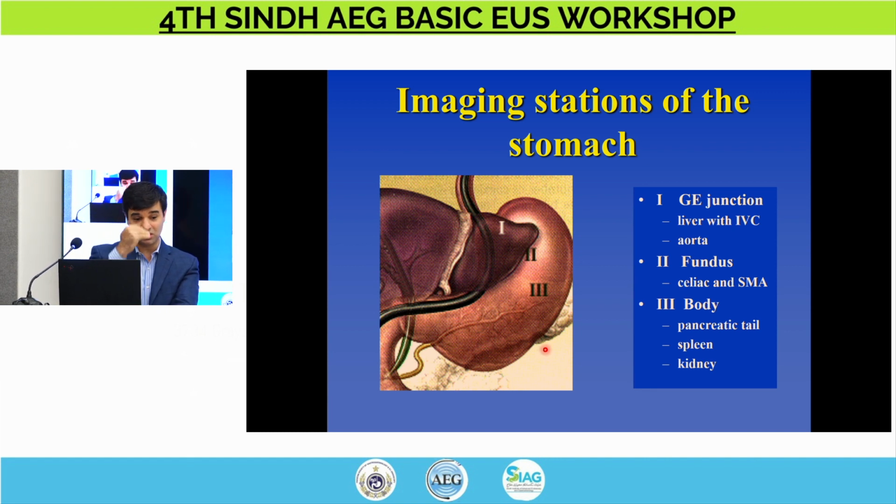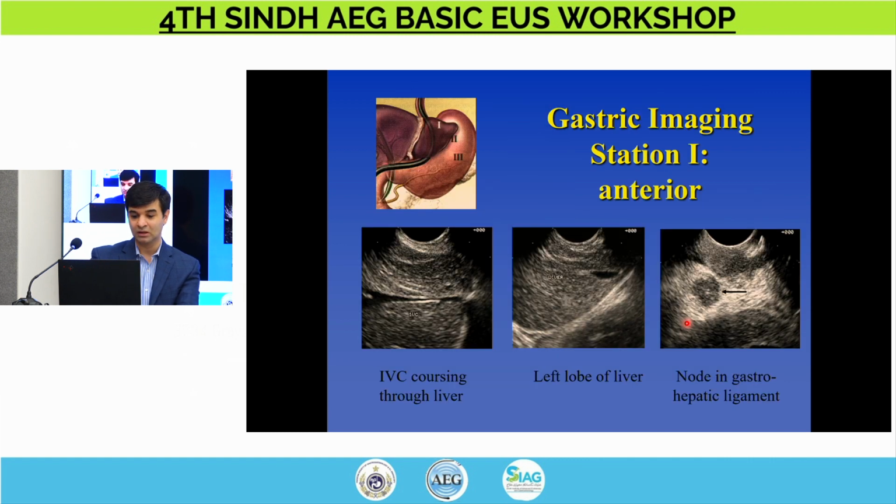Those are 3 areas that you want to sequentially evaluate as you're passing your scope in. In the first area, you want to look for the liver and the IVC. You want to look for the aorta, and we'll go over those images. You want to look for the fundus in the second area, and we'll go over what structures there are, but primarily the celiac artery and the SMA. And in the third area, you want to look for the pancreas, and that will be the bulk of your referrals, evaluating the pancreas.